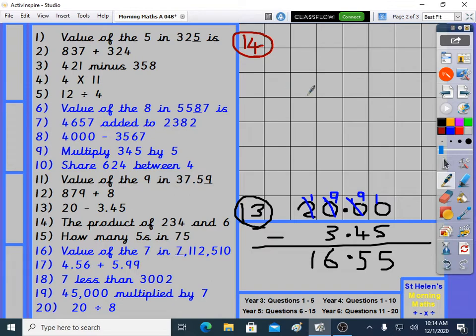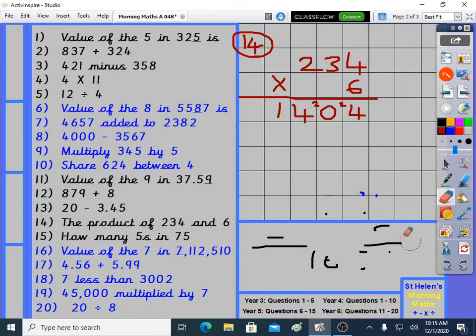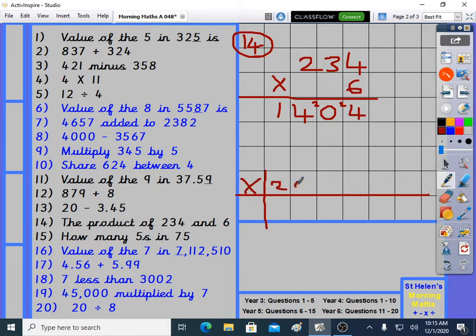Question 14, the product of 234 and 6. So I feel like doing both methods today. I'll start with the standard method. 6 times 4 is 24. 6 times 3 is 18, plus 2 is 20. 6 times 2 is 12, plus 2 is 14. So there's one method. I'll do grid method to check. You don't have to do both methods. You could just watch me do the work if you want, but just do one of the methods. Both if you're fast enough and you've got time.